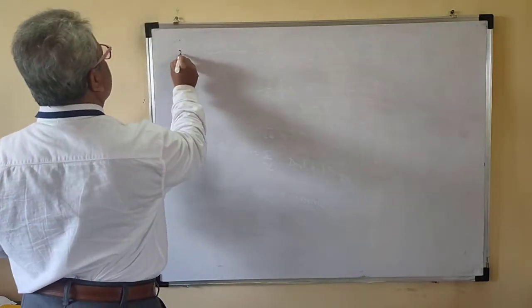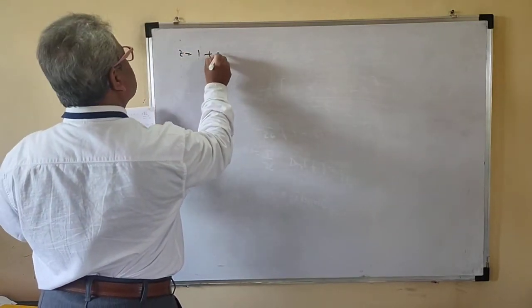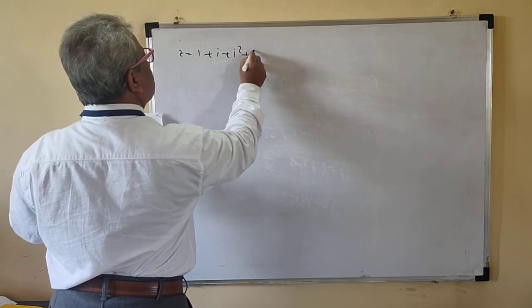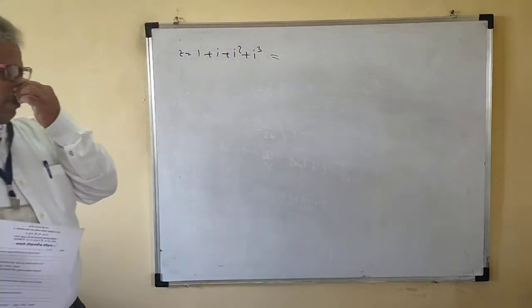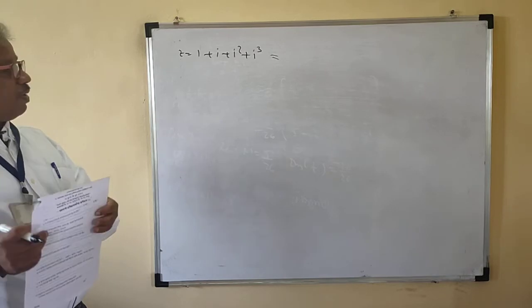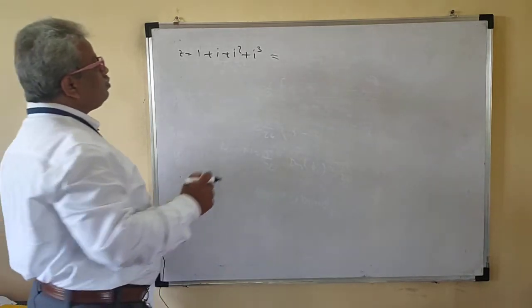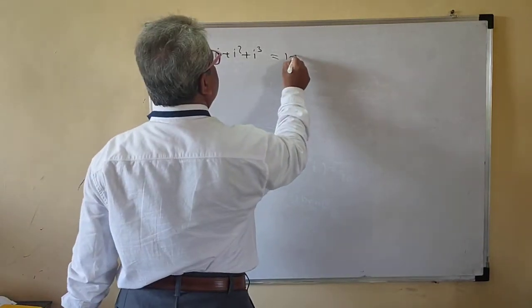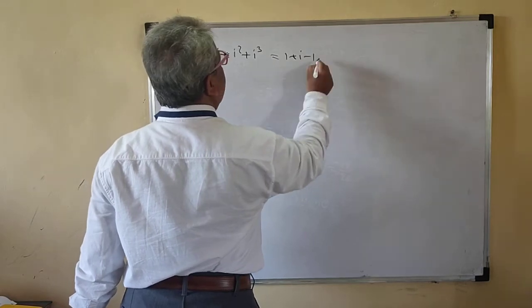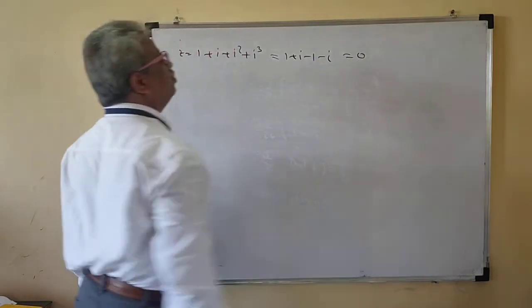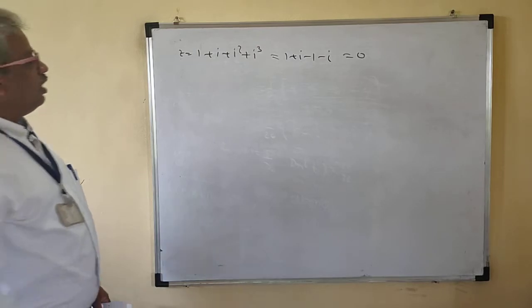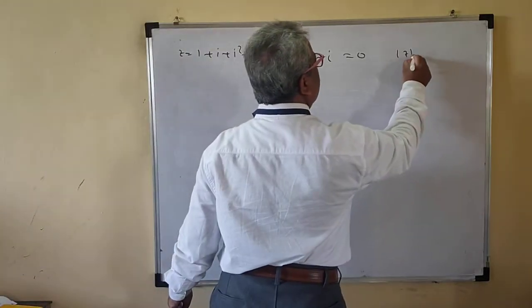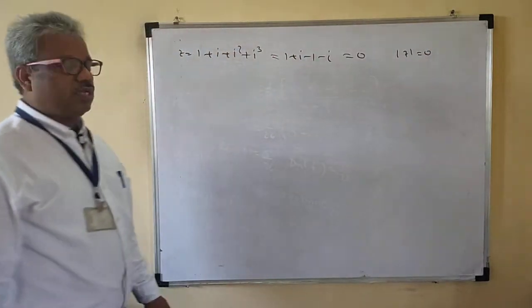Suppose your z is equal to 1 plus i plus i square plus i cube. And you have to find the real part and imaginary part or modulus, whatever this. So what is this? This is 1 plus i, i square is minus 1, i cube is minus i. So this is 0. And they want the modulus of z, so the modulus of z will be 0 then.